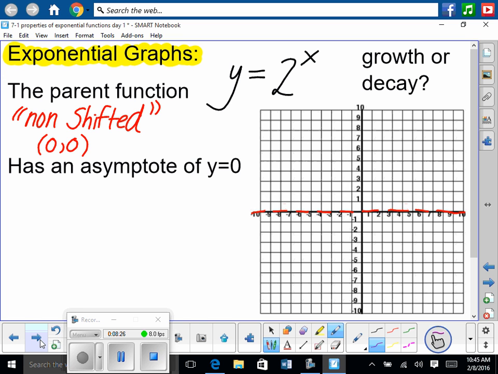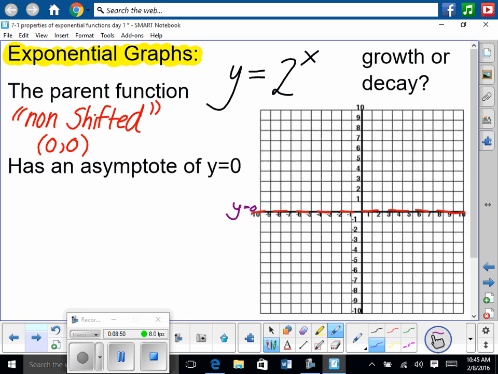So with an exponential graph, we're first graphing the parent function, which means the non-shifted function. So we're going to graph this one, y equals 2 raised to the x power, okay? So guys, when graphing anything that's non-shifted with exponential functions, we have an asymptote at y is equal to 0. Everybody, do you see this red dotted line on the x-axis? That's my asymptote at y is equal to 0.